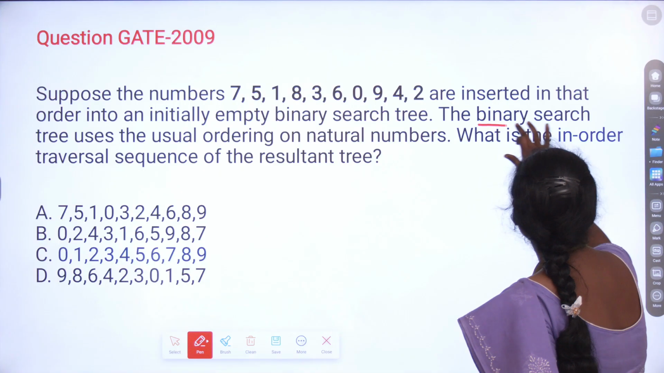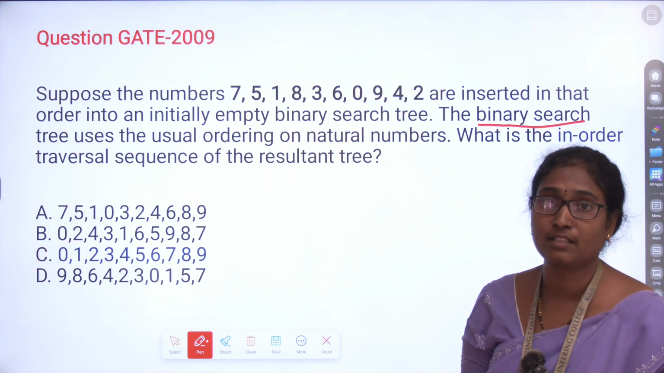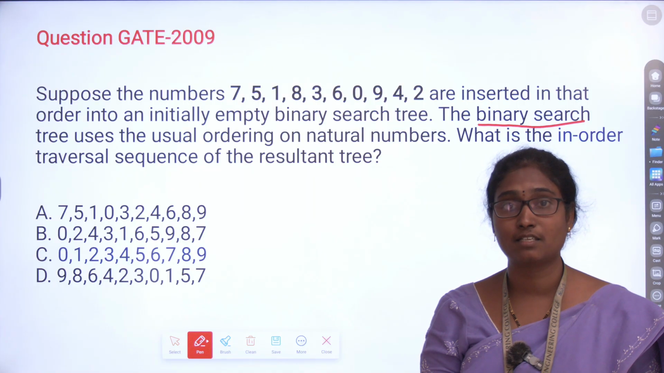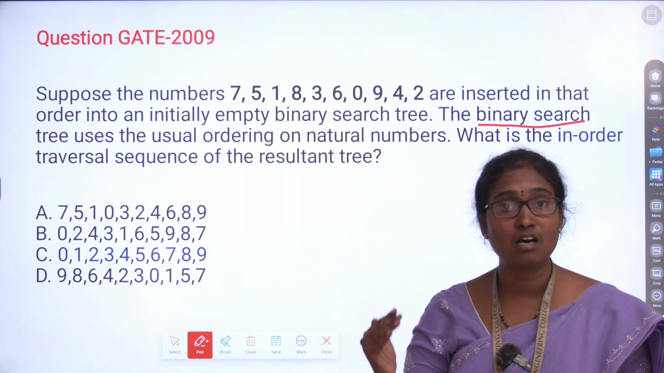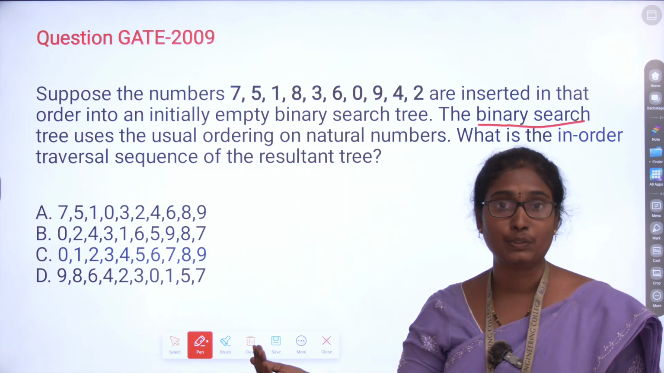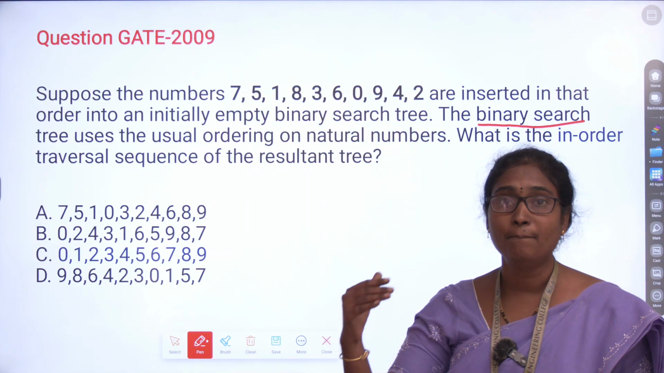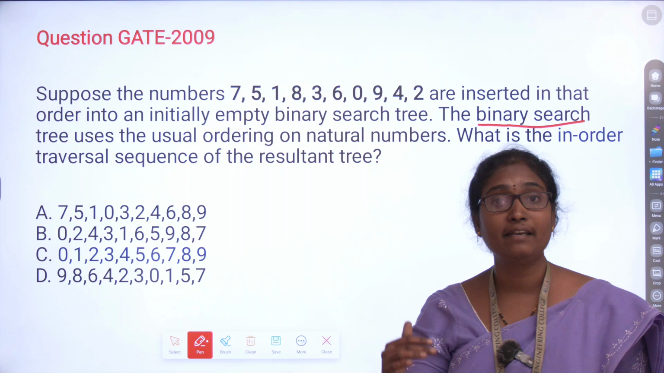First you need to construct the binary search tree. Before you construct it, you first need to know the properties of the binary search tree. In a binary search tree, the left elements are all lesser than the root node and the right elements are all greater than the root node. Based upon these two properties, now you are going to construct the binary search tree.